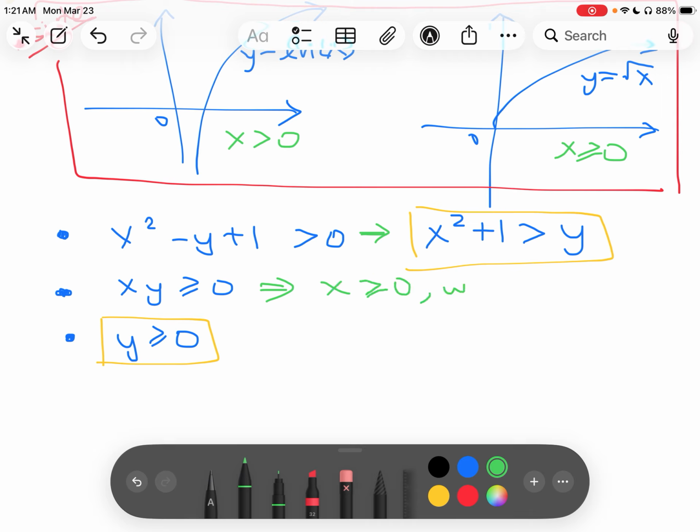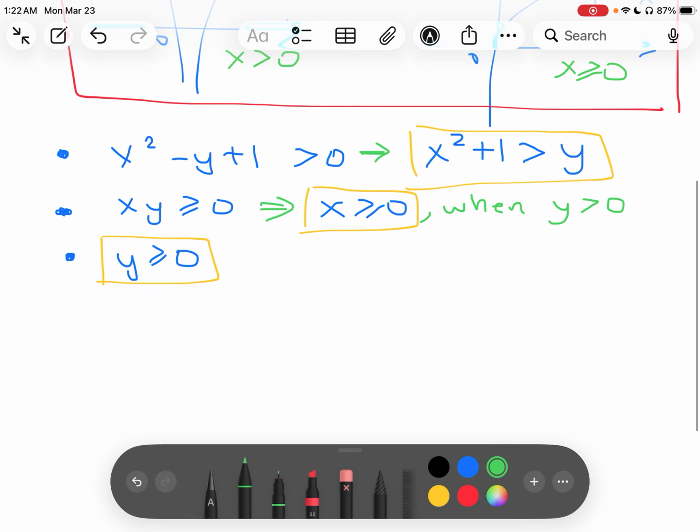This is when y is greater than 0. We know y is not negative, so it has to be greater than or equal to 0, and we're just looking at the case when y is 0. I'm going to write this in blue. We have x greater than or equal to 0. So that's what we have there.